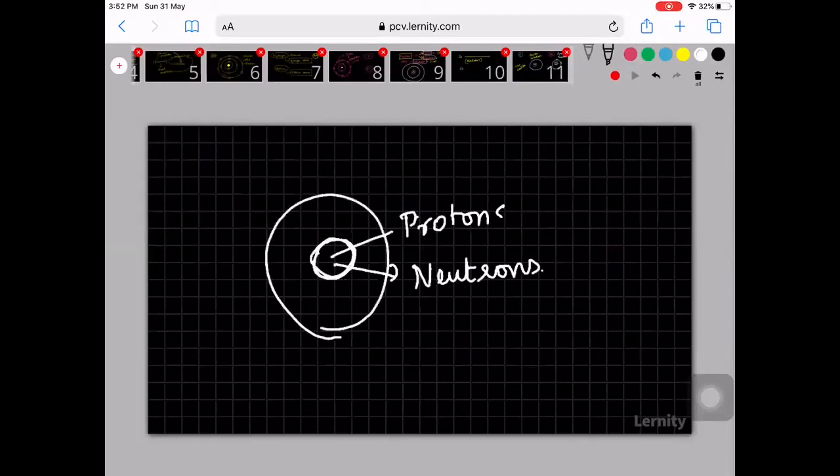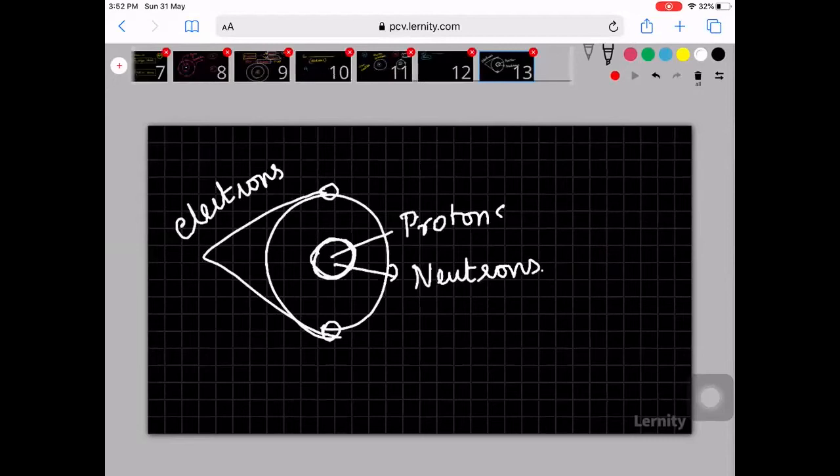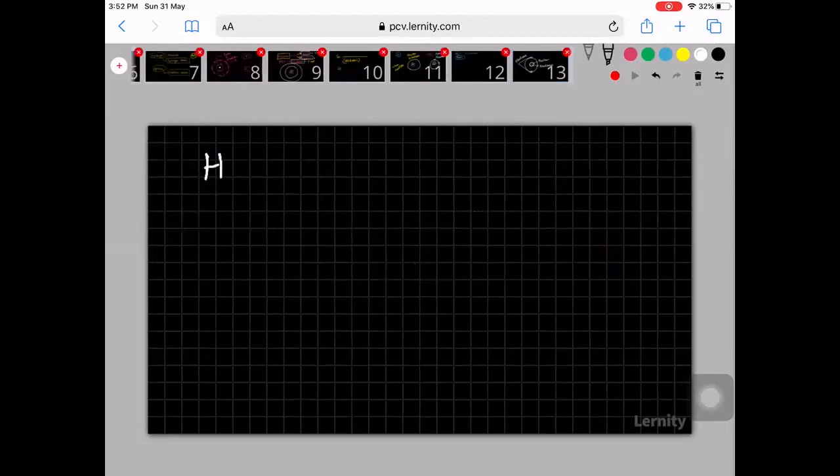And surrounding the nucleus, what do I have? I have my electrons. These are the electrons surrounding the nucleus. So this is one thing. Next, let me take hydrogen again.